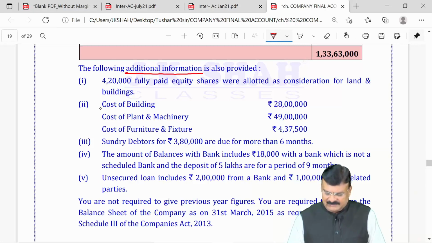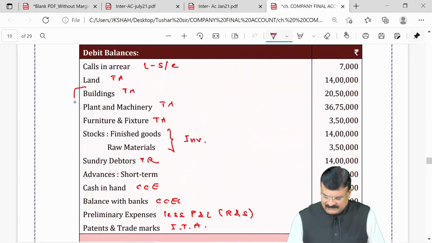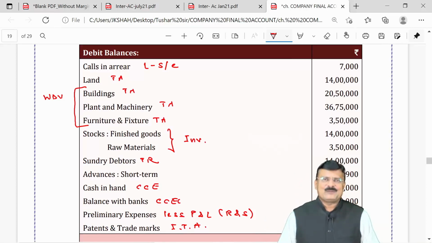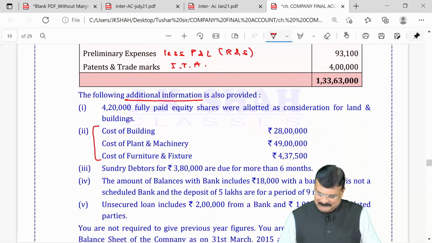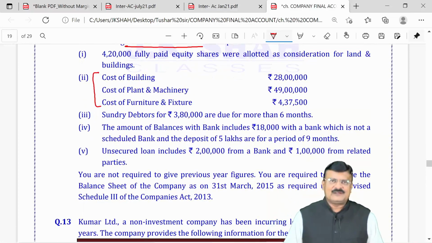Cost of building, plant and furniture. This is the cost of this. That means the trial balance figures given for building, plant and furniture have to be the WDV, net block. Cost is given in additional information, WDV is given in the trial balance. Difference between them is accumulated depreciation, provision for depreciation. Sundry debtors of 3,80,000 are due for more than 6 months. There is an additional disclosure. Debtors under the head trade receivable will be classified in two categories: outstanding for more than 6 months and other debts.